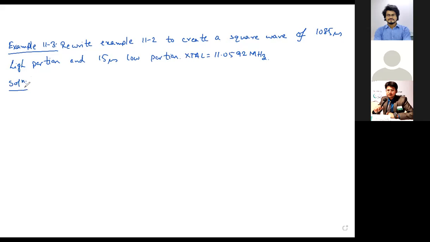So look at the question first. We have to rewrite example 11.2, but the difference is that in example 2, we had equal high portion and low portion. In this case, that is the only difference. Now we need a high portion of 1085 microseconds and a low portion of 15 microseconds. And the connected oscillator is also changed. The crystal frequency for this problem is 11.0592 megahertz.